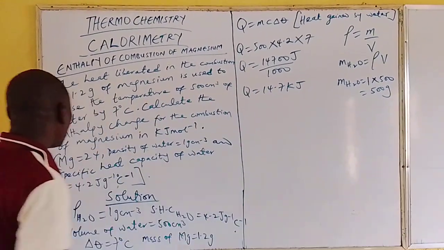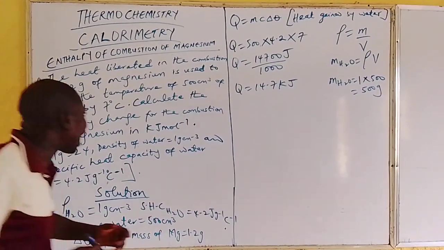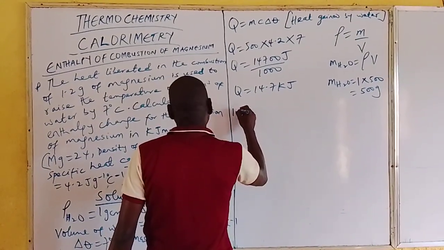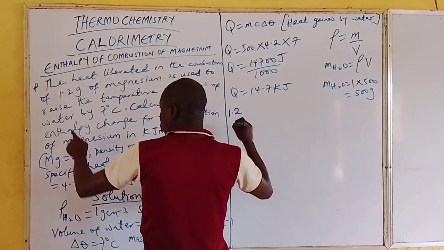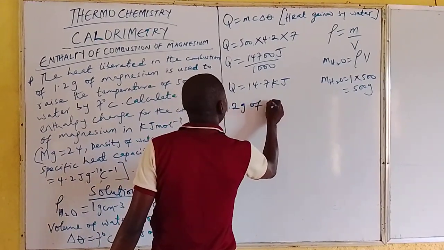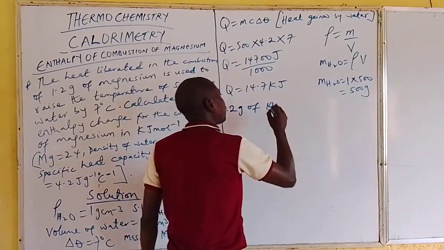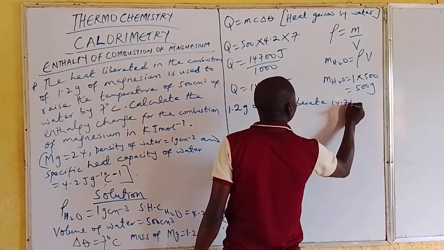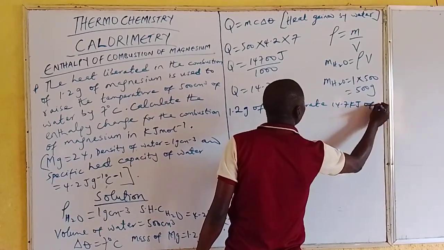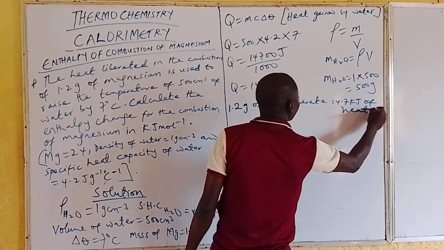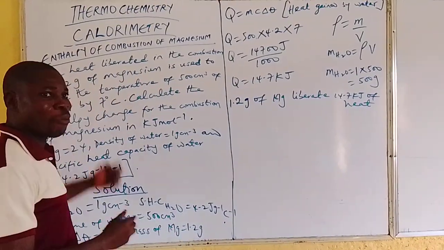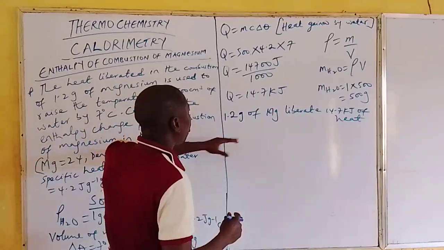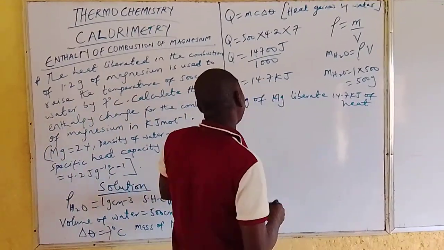So now we need to analyze. How do we analyze? Now that implies that 1.2 gram of magnesium liberates 14.7 kilojoules of heat when it combusts. So that means this 1.2 gram of magnesium produces this amount of heat.